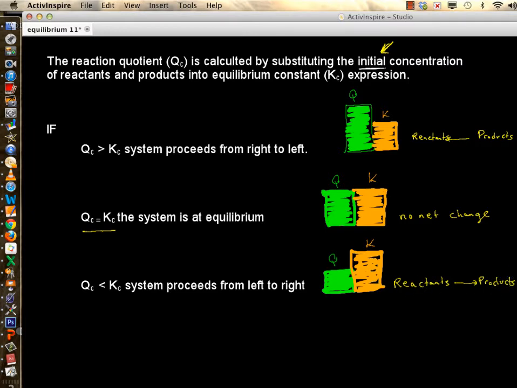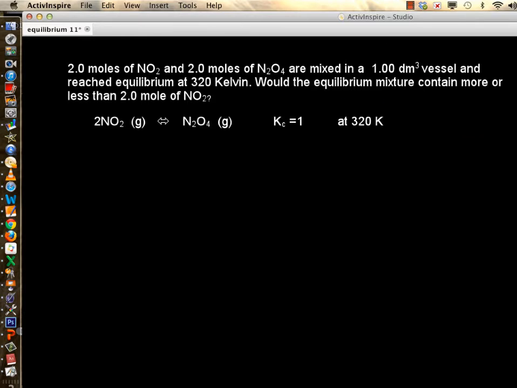Now let's look at a typical question that a few years ago was given in IB. You have 2 moles of NO2 and 2 moles of N2O4 in a reaction vessel. The temperature is 320. The vessel is closed. Equilibrium is reached. And the question is, would you have more than 2 moles of NO2 or less? So initial is 2 of this and 2 of this. And the question is finally at equilibrium, how much NO2 do you have?